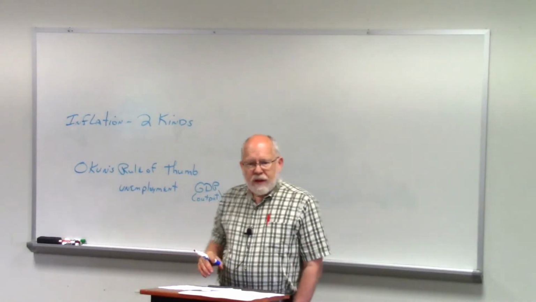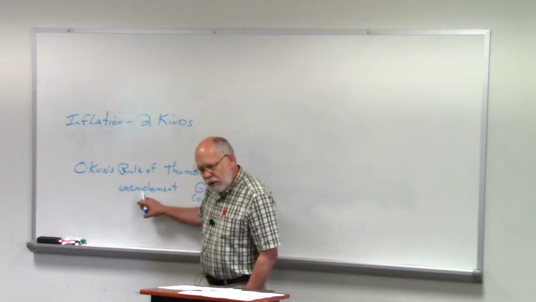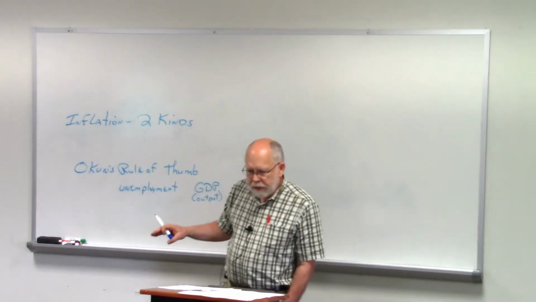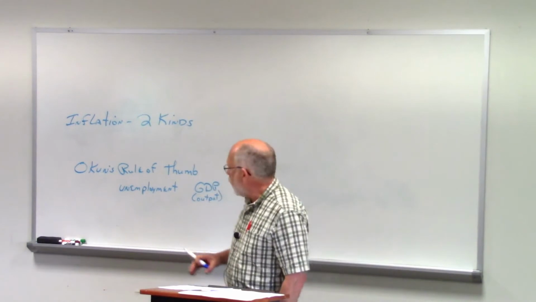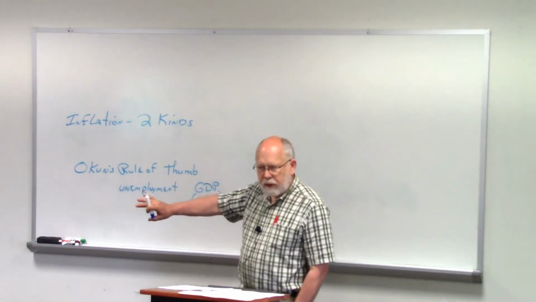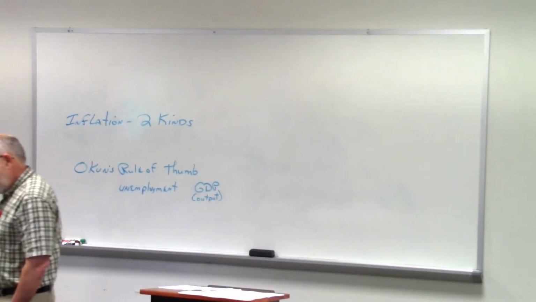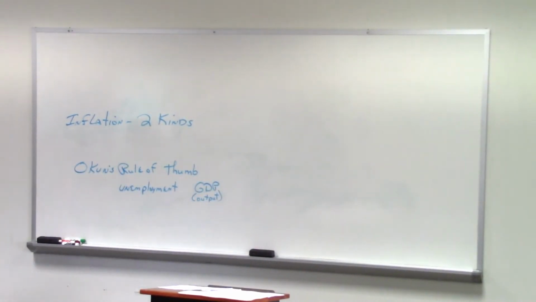Well, let's pick up with this next session. We're continuing on with unemployment. And the next topic under unemployment is something called Okun's Rule of Thumb. This will be very brief. It doesn't take a lot of explanation, but I just want to talk through it and make sure you're aware of what it means and how it's used.